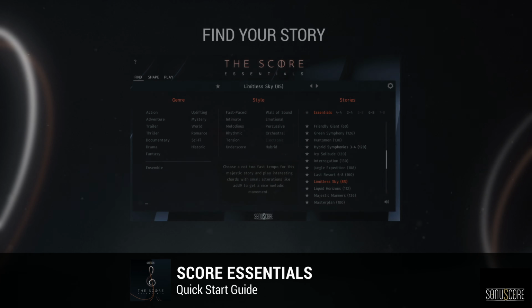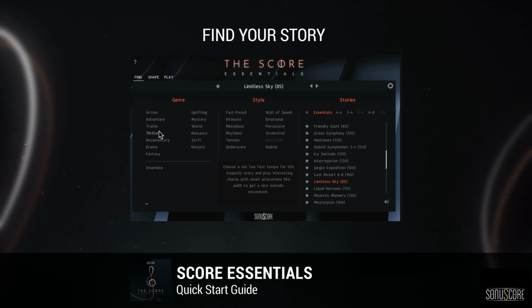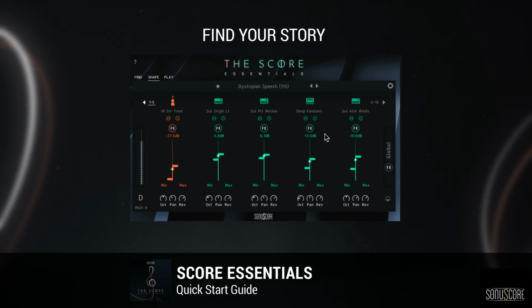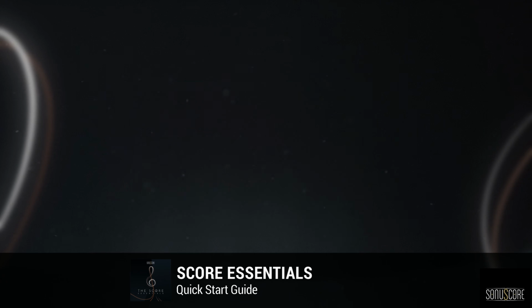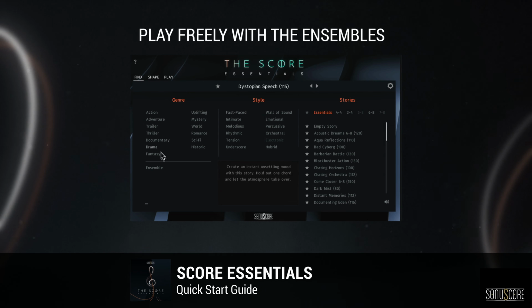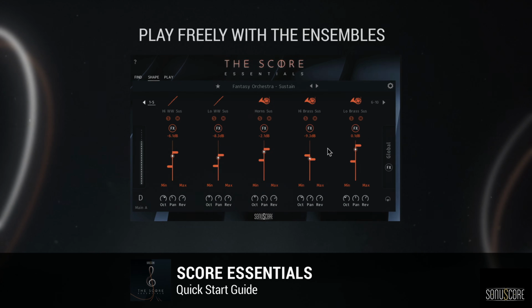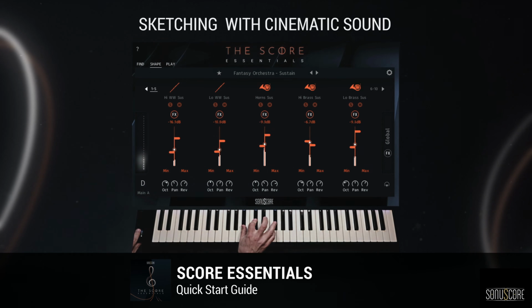Back to Essentials. You can filter stories by film genre and by tags. For each genre, you'll find matching stories that you can play and use as a foundation to create your own. Another highlight are the Playable Ensembles. These let you play freely in a blockbuster-style sound, perfect for instant ideas and on-the-fly sketching.